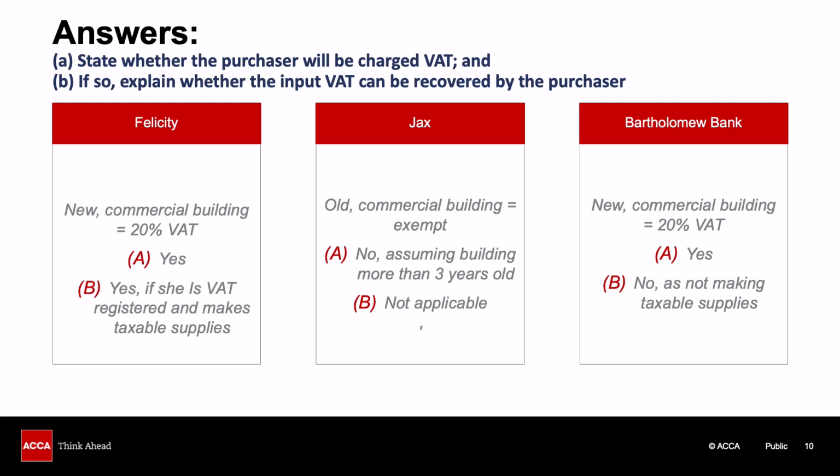Finally, what about the bank? This was a new building purchased to add to its existing network of branches, so it sounds like it would qualify for that exception to the rule, and 20% VAT would have been charged on it, but we are told that banking is an exempt supply, and so that means that the building is not being used in order to make taxable supplies, and so the input VAT suffered by the bank on its purchase cannot be reclaimed from HMRC.